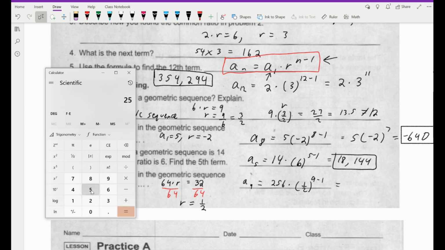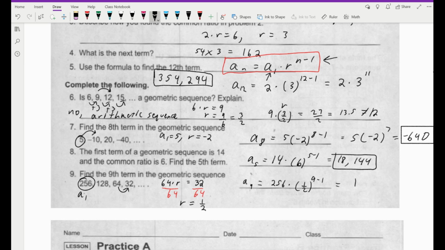We have 256 times, in parentheses, 1 divided by 2, close the parentheses, and raise that to the 8th power, because it's 9 minus 1. And the answer is 1. So this sequence, as it gets smaller, went from 32 to 16 to 8 to 4 to 2 to 1. That is the 9th term, starting from 256.